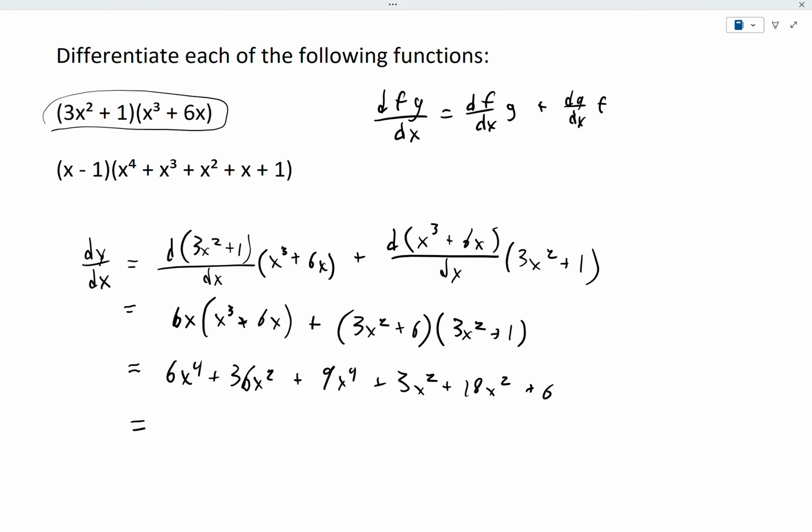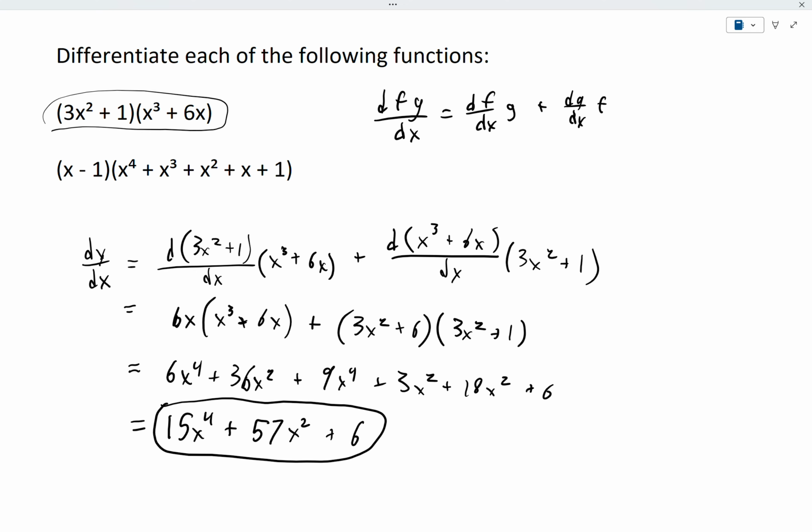And finally, I can combine a couple of terms together. The terms that I see that are combining are my x to the fourth terms and x squared terms. So the x to the fourth terms combine, I end up getting 15x to the fourth, plus these terms combine, so I'm adding 36 plus 18, that's going to be 54 plus 3, and that ends up being 57x squared plus 6. So that's the derivative of the first function up there.